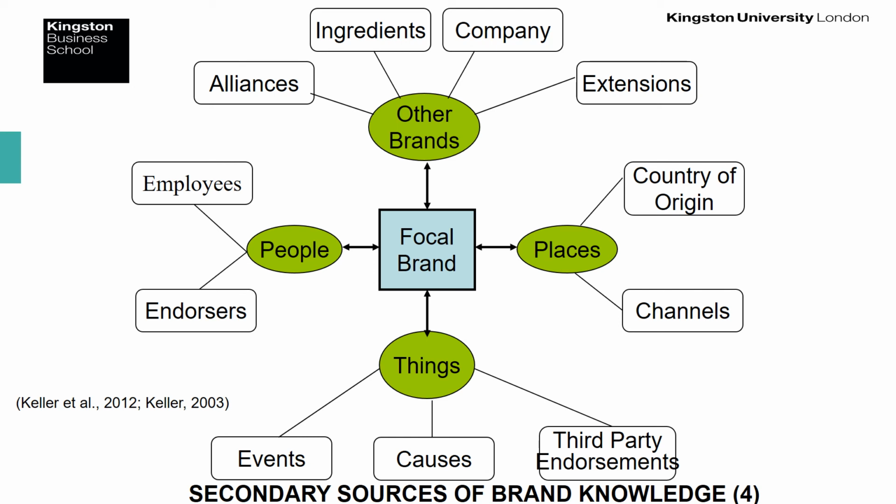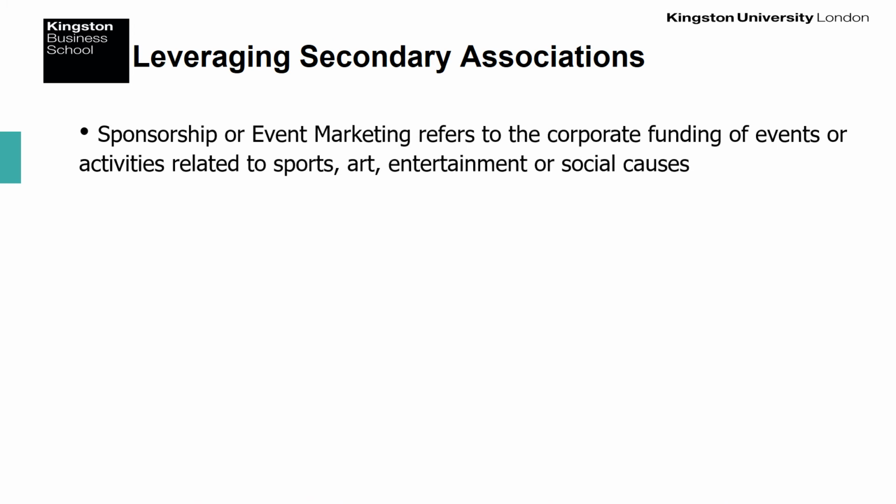Our final category are things. Things like events and charitable causes, and then third-party endorsements. So brands can associate themselves with events, and that is often referred to as sponsorship. So sponsorship, or its other name, event marketing, refers to the corporate funding of events or activities such as sporting events, Formula One races, art exhibitions, entertainment like the theatre, or perhaps social causes.